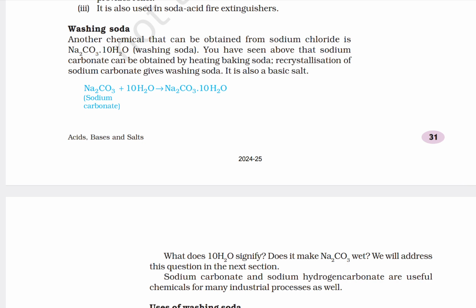This can be obtained from sodium chloride, and the formula for washing soda is Na2CO3·10H2O. Sodium carbonate can be obtained by heating baking soda. Recrystallization of the sodium carbonate gives washing soda. How it is coming, you can observe here: sodium carbonate becomes Na2CO3·10H2O. So what does this 10H2O signify? Na2CO3 wet. That we will see.